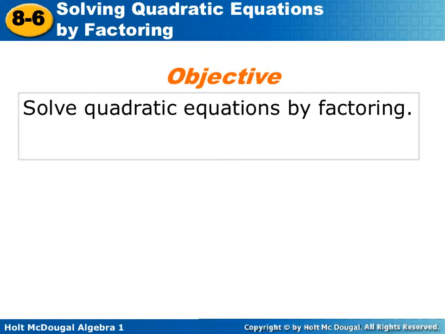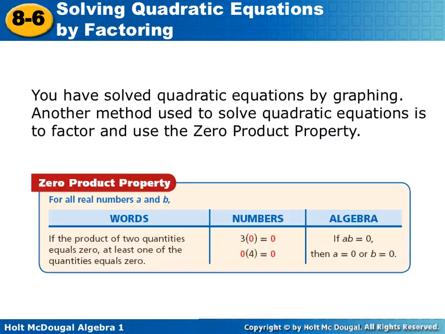We're going to be solving quadratic equations by factoring. We've already solved quadratic equations by graphing. And when we were solving quadratic equations by graphing, we were looking to see where our graph hit the x-axis. What we're going to be using today is called the zero product property. So basically what we're going to do is set each one of our binomials equal to 0 and solve for x.